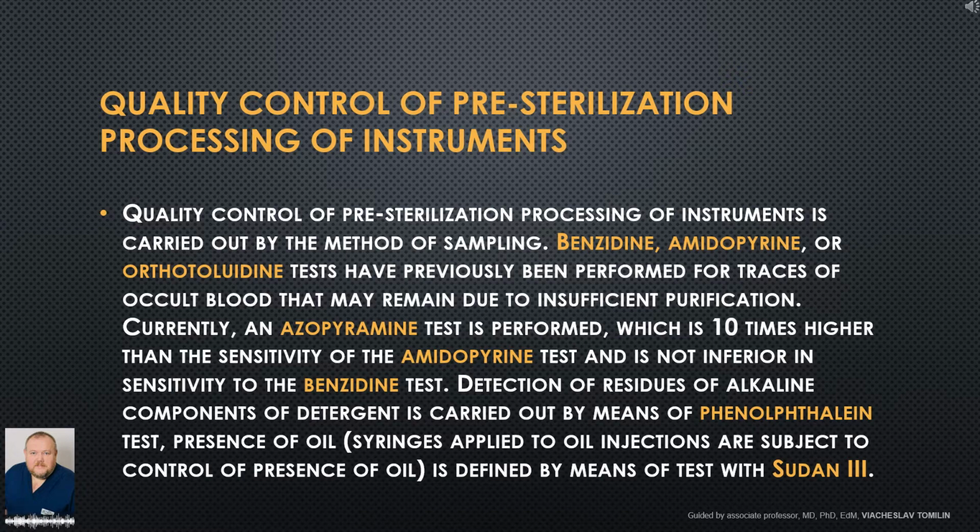Detection of residues of alkaline components of detergent is carried out by means of the phenolphthalein test. Presence of oil. Syringes used for oil injections are subject to control of the presence of oil, which is determined by means of a test with Sudan 3.